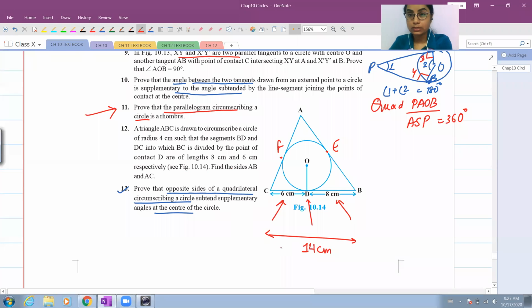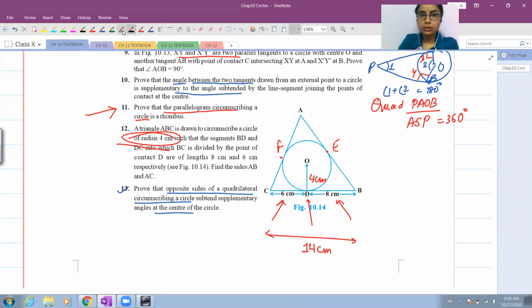You have the length of one side. You have to find out the length of the other side. The circle given here has a radius 4 centimeters. So the length of OD will be 4 centimeters. This is what you have. Using this, we will be finding the lengths of these sides. Quickly, I'll just let you know what we have to use here, so that when I write down, it makes sense to you.